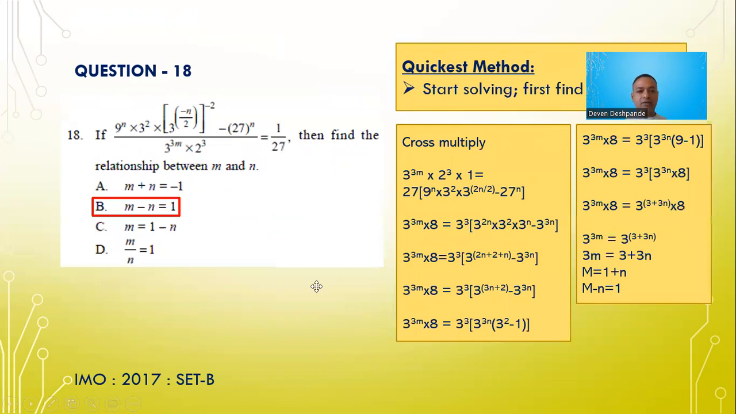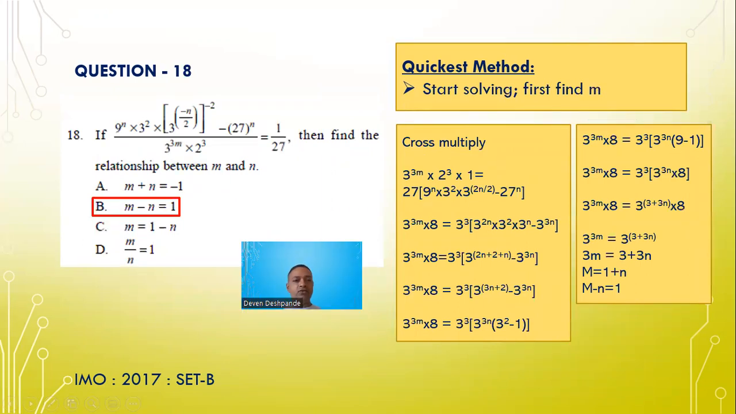Okay, next one. If (9 raised to n into 3 raised to 2 into (3 raised to minus n upon 2) whole raised to minus 2 minus 27 raised to n) whole divided by (3 raised to 3m into 2 raised to 3) is 1 by 27, then find the relationship between m and n. Again, this is a very good question. So now how to solve this?